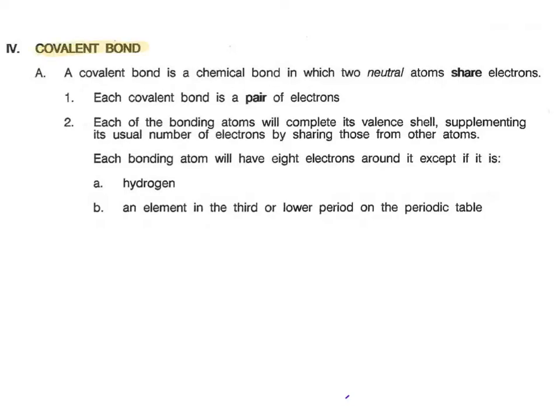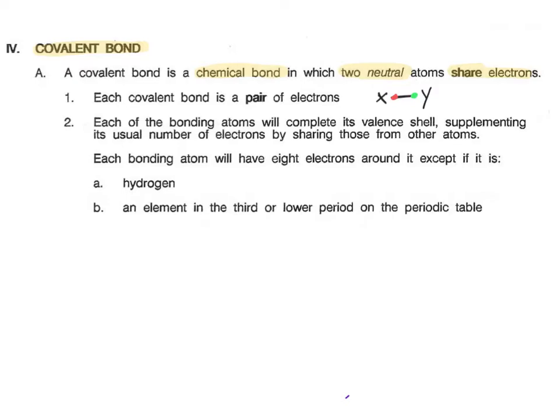Let's look at the covalent bond. A covalent bond is a chemical bond in which 2 neutral atoms share electrons. These are sharing electrons, not giving and taking. They both are sharing. We're going to show a bond by drawing a line between the two atoms, and that will be a pair of electrons, one coming from each of the two atoms.